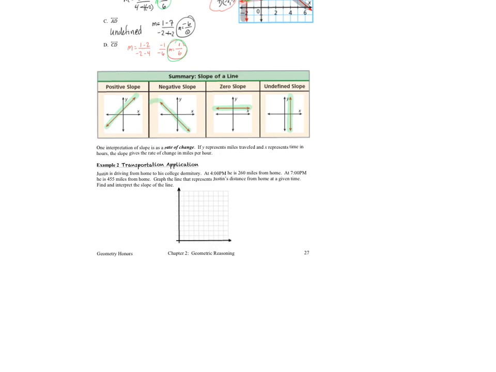Okay, one interpretation of slope is rate of change. The rate of change is the change in y over the change in x.